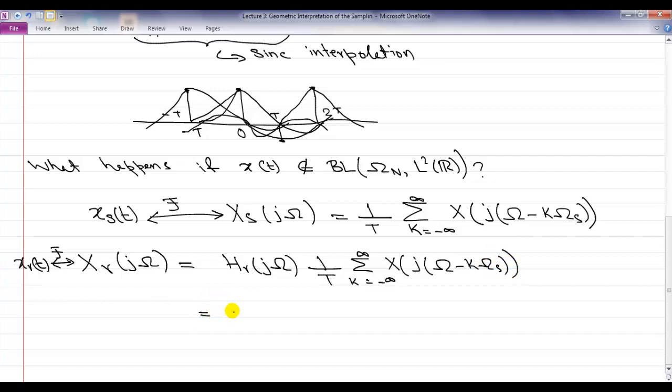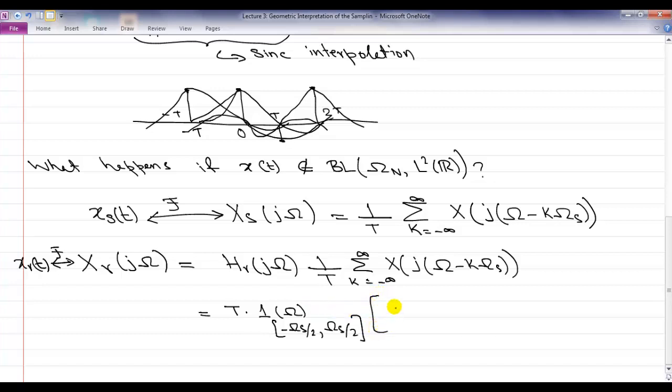And this H_r(jω) is simply T times this indicator of ω for −ω_s/2 to ω_s/2. This is the notation which says that this function takes the value 1 if ω belongs to this interval, and it takes the value 0 if it does not belong to this interval. So this is just a shorthand notation for writing that this thing is 0 everywhere except between −ω_s/2 and ω_s/2.